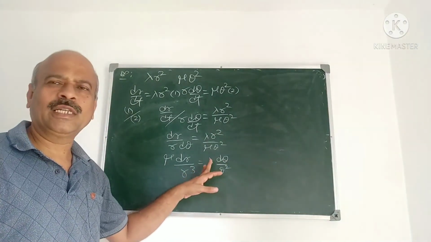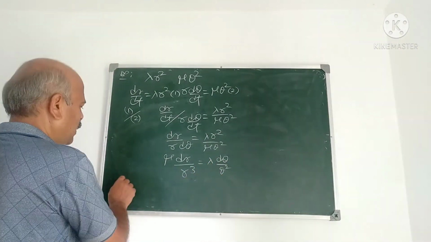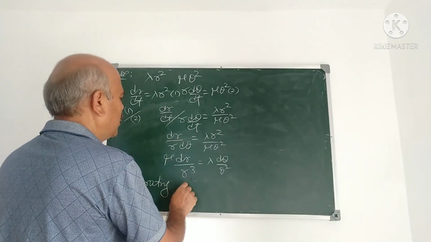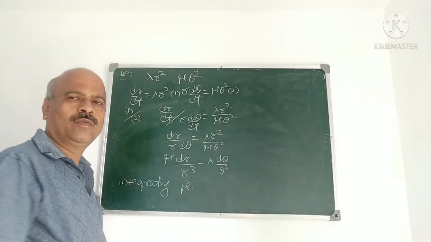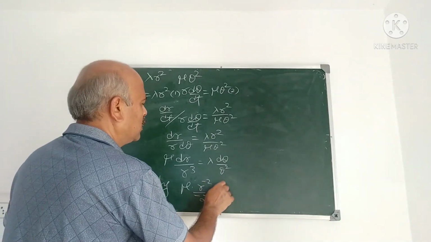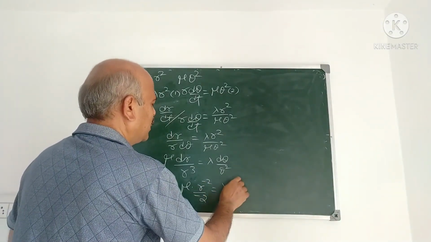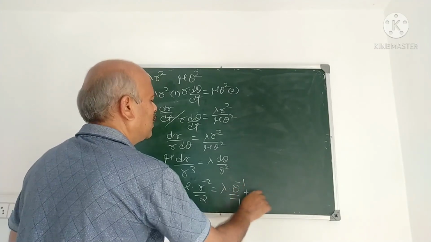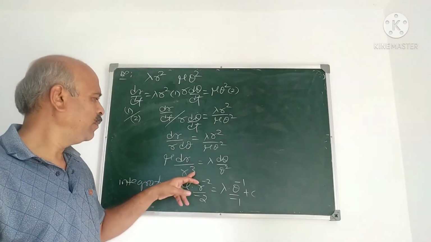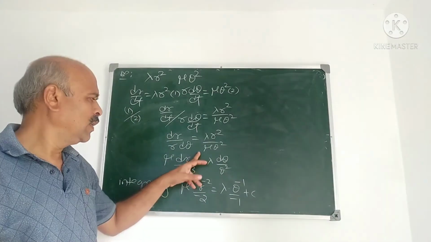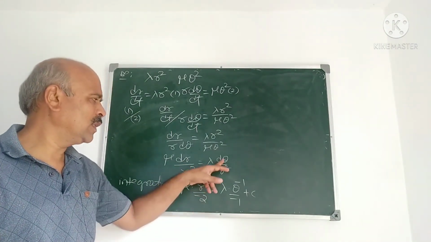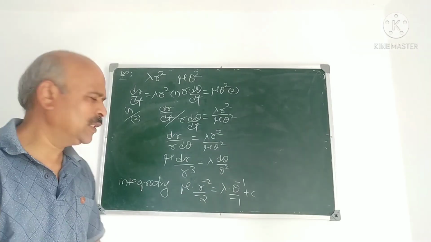Now the next thing is integration. Integrating, we get mu into the integration of 1 upon r cube, which is r raised to minus 2 by minus 2, equal to lambda theta raised to minus 1 by minus 1 plus c, where c is the constant of integration. How to integrate 1 upon r cube? It is r raised to minus 3, and its integration is r raised to minus 3 plus 1 upon minus 3 plus 1.